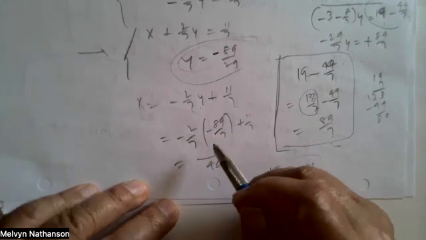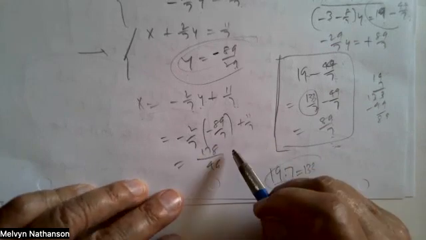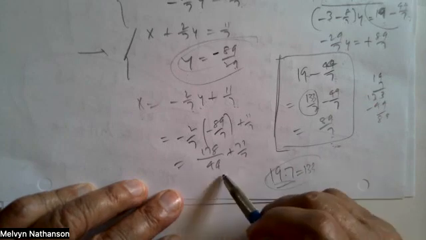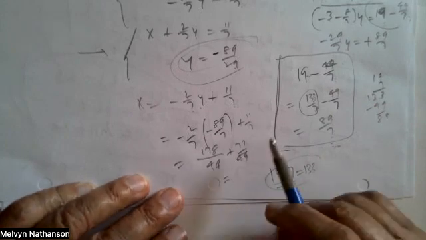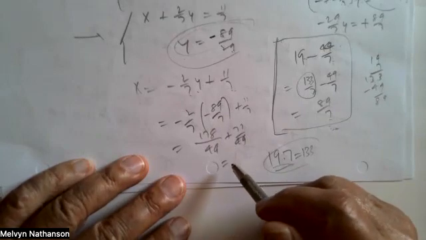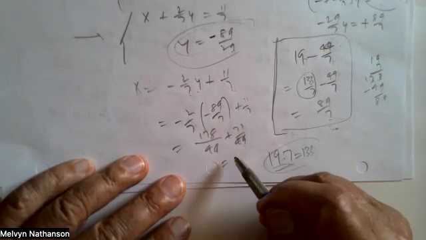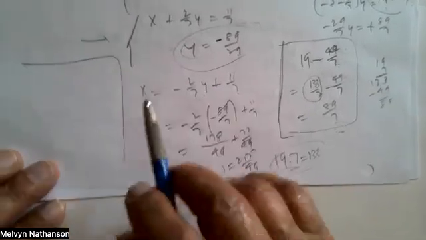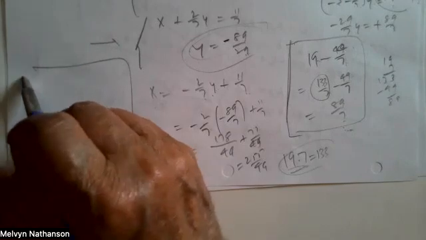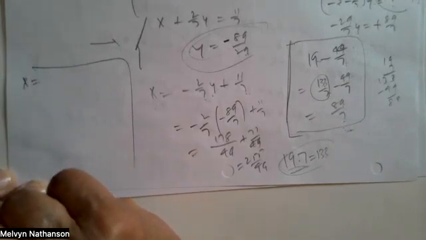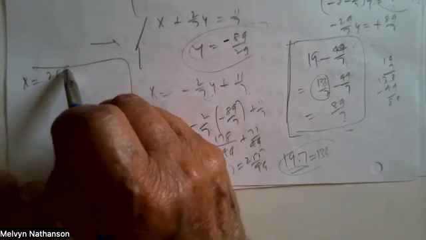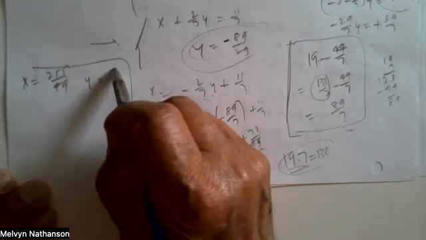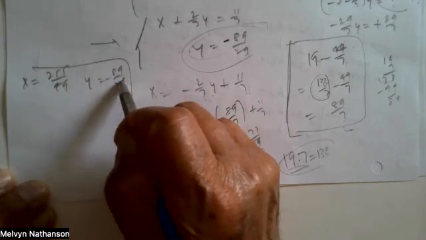2 times 89, it should be 178, plus 11 over 7, which is 77 over 49, which might be 255 over 49. So if my arithmetic is correct, and I never believe it is, I would get x is equal to 255 over 49, and y is minus 89 over 29.